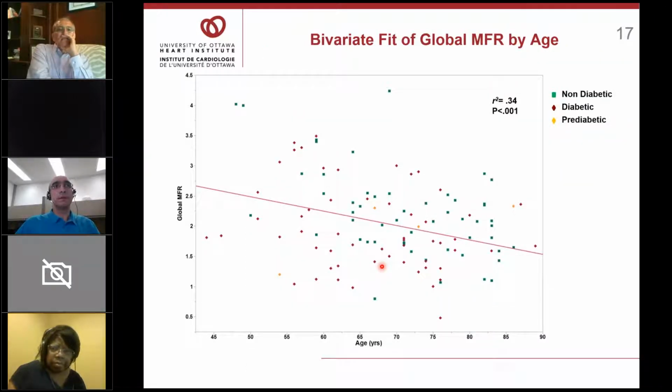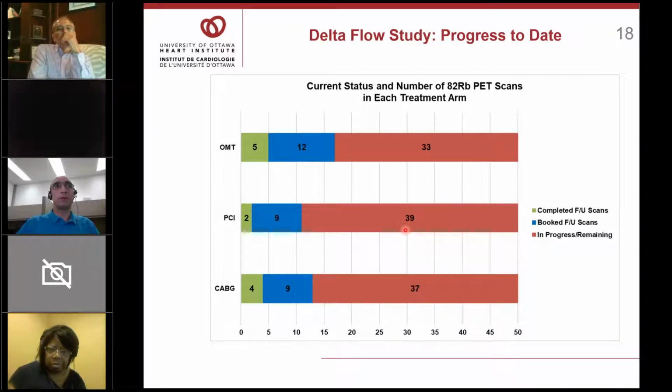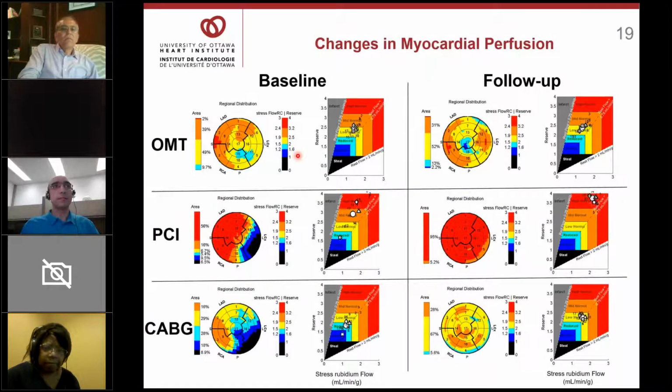If severely reduced global MFR is considered a potential indicator of microvascular disease, we have observed that it inversely correlated with age, but not with other cardiac risk factors, in the cohort of patients deemed eligible for Delta Flow so far. This slide shows the overall progress of Delta Flow to date. The aim is to recruit 50 patients in each treatment arm. The green and blue areas show the number of patients recruited up to the present date. And finally, this is a sample of results which shows that ischemia was improved with revascularization, whether PCI or CABG, at follow-up compared to their respective baseline.